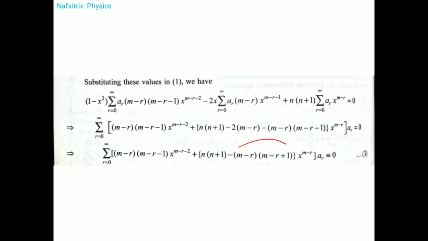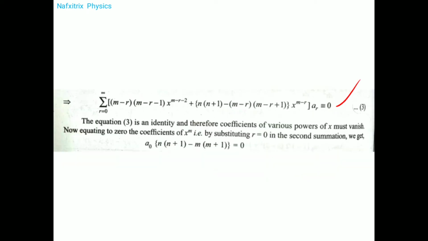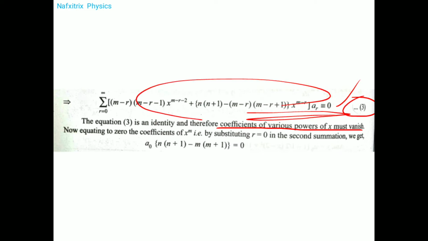Whatever we have got here is the same as this thing. So finally we have got this, and this is noted as equation 3. Equation 3 is an identity, and therefore coefficients of various powers of x must vanish. So this equation is an identity. So the coefficients, just like ax square plus bx plus c equals 0, like that.